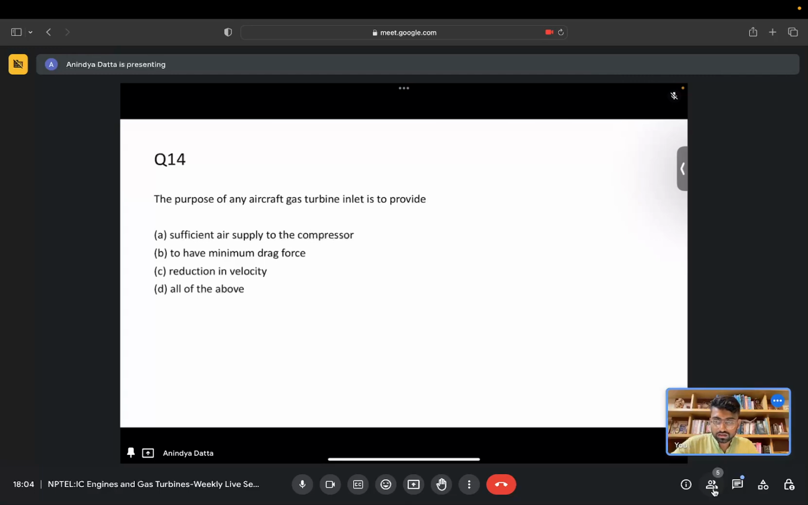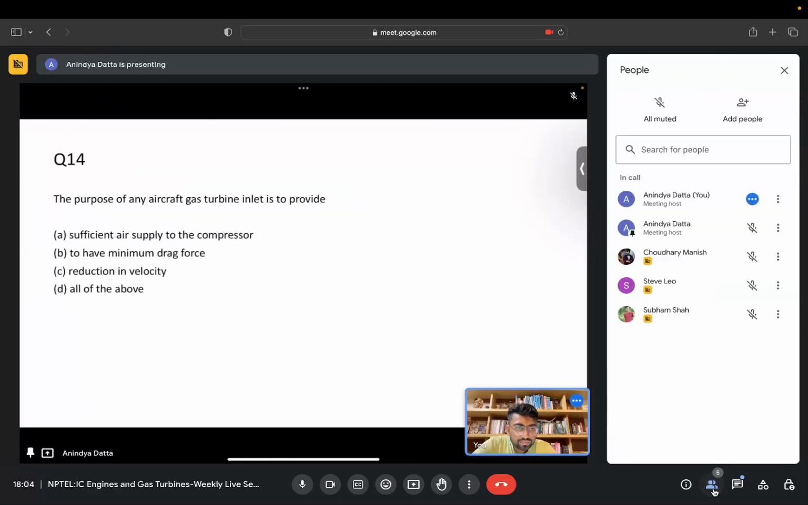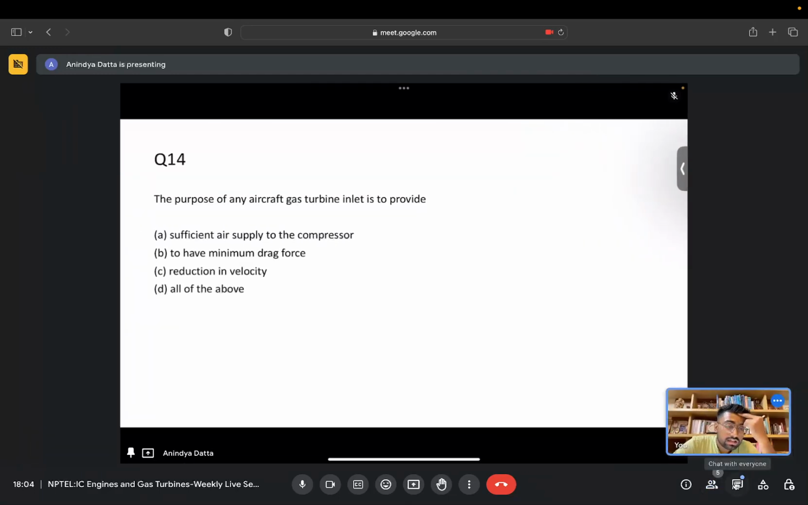Okay, so I guess this is the last MCQ for the day. Then we'll move on to some numericals. The purpose of any aircraft gas turbine inlet is to provide: option A, sufficient air supply to the compressor; option B, minimum drag force; option C, reduction in velocity; option D, all of the above. This is the correct answer.